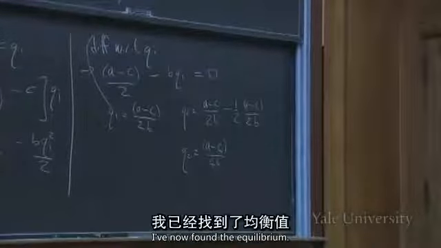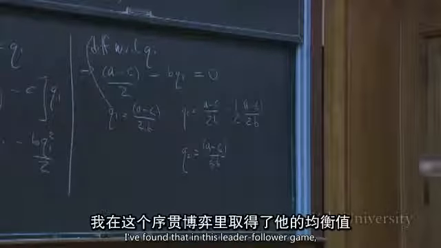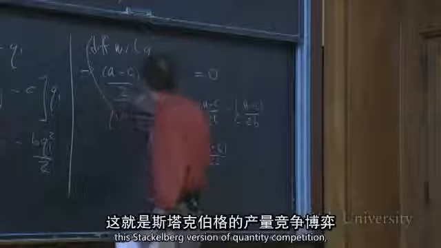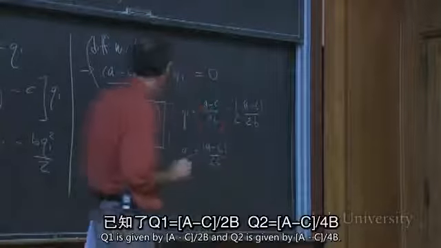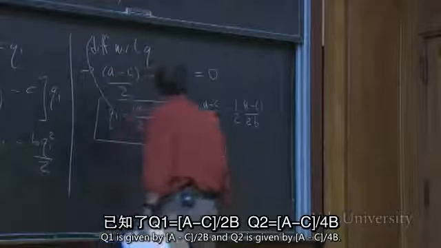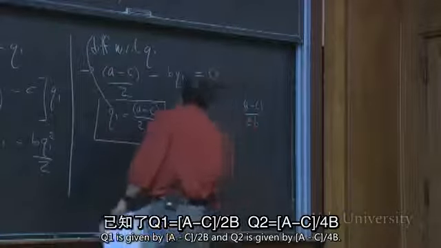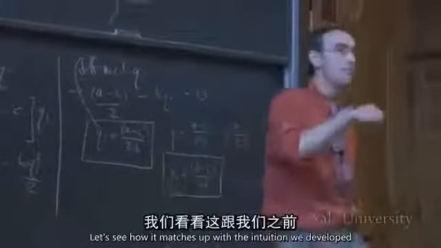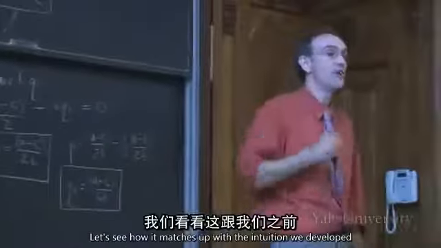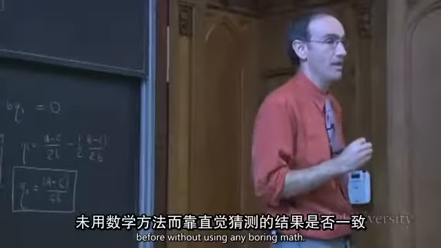So I'm now done. I've now found the equilibrium. I found that in this leader-followership game, this Stackelberg version of quantity competition, Q1 is given by (A minus C) over 2B and Q2 is given by (A minus C) over 4B. Let's see how it matches up with the intuition we developed before without using any boring math.